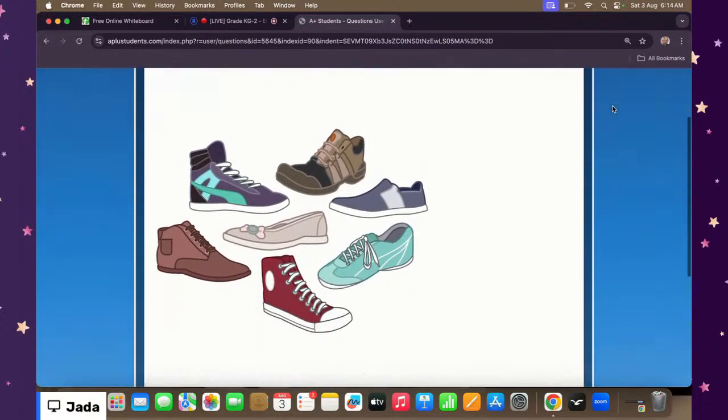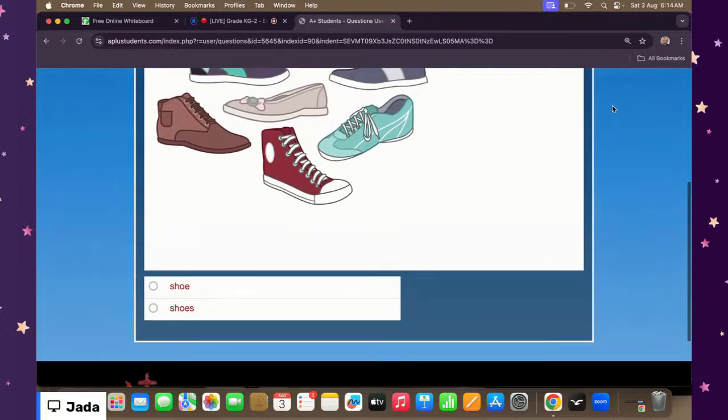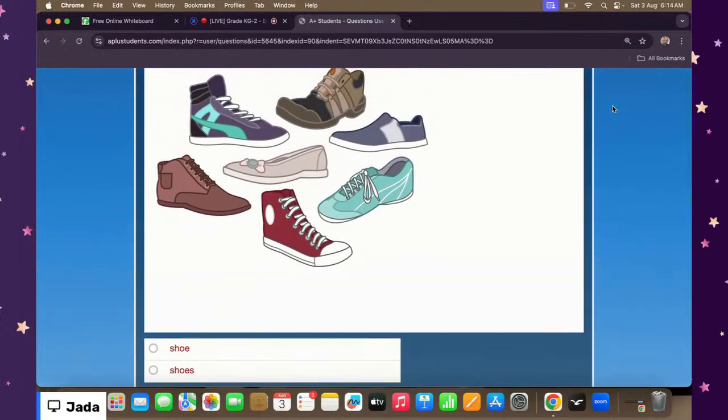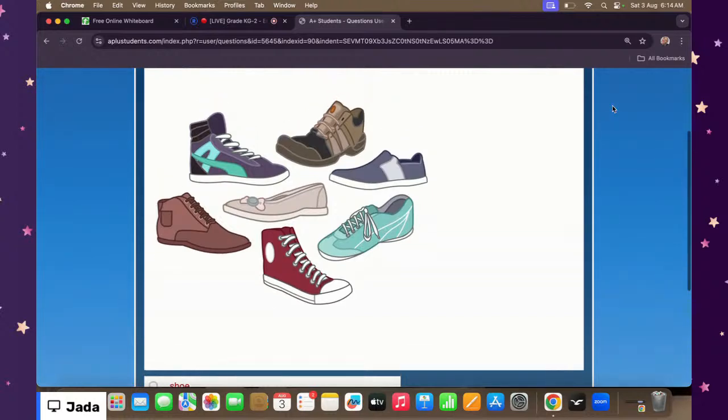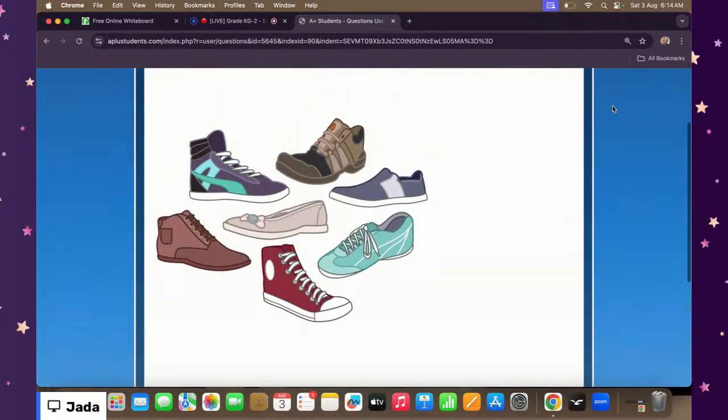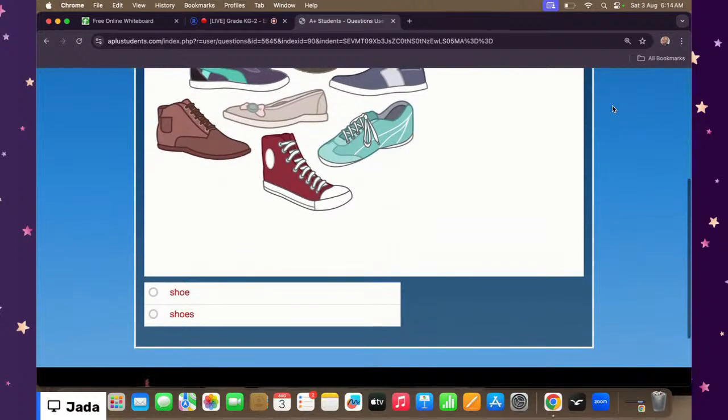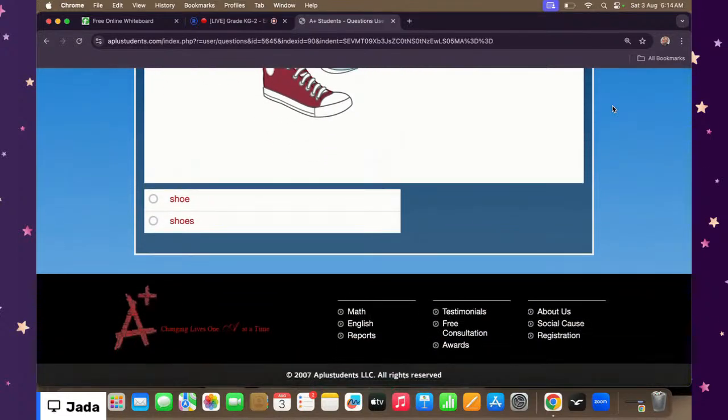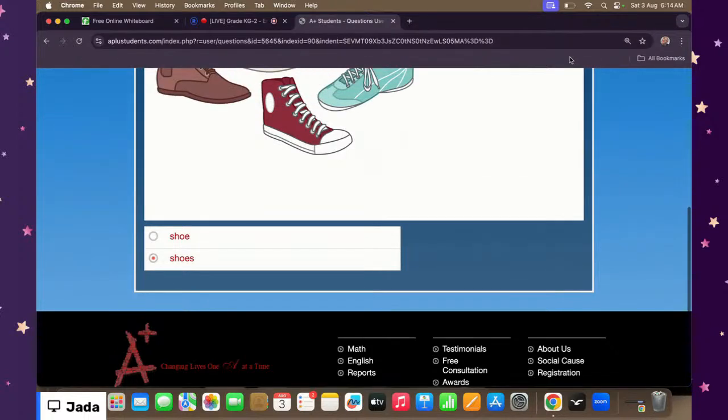So we have some shoes here. How many shoes do we have? One, two, three, four, five, six, seven. Seven. Okay. So we have seven shoe. So it cannot be just shoe. It is shoes. Okay. Take notes. Do not just say shoe. It is shoes. Okay. So this one, because it is plural.